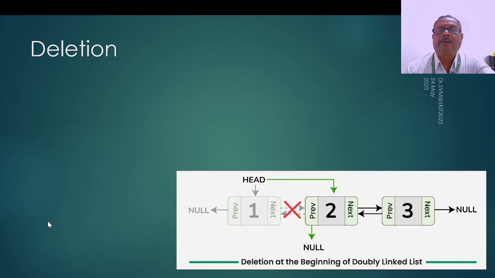In this, let us see how a node can be deleted from a doubly linked list. So we have totally five options.